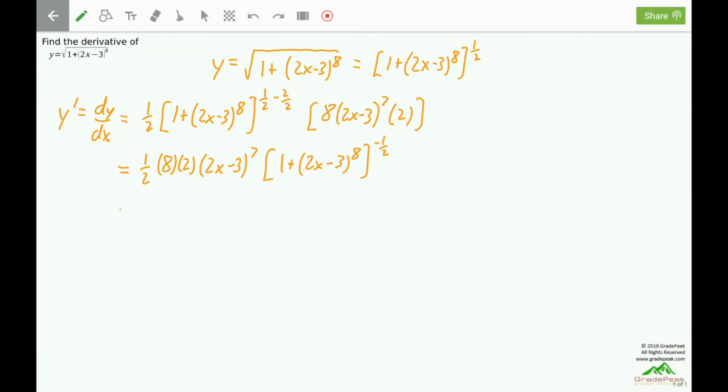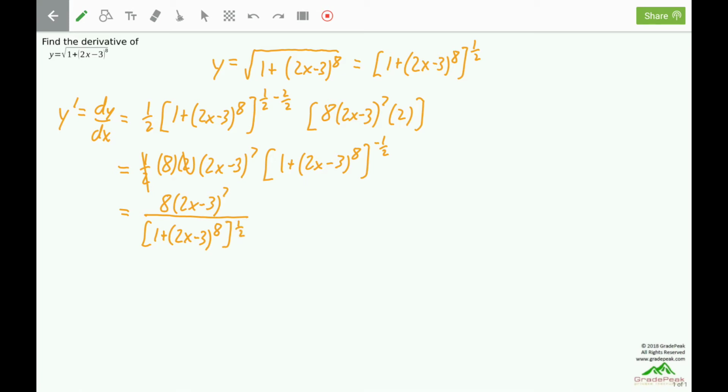Now at the front, we have a 1/2 times an 8 times a 2. The 1/2 and the 2 can cancel each other. The 2 in the numerator and the 2 in the denominator cancel out, leaving us with just that 8. So I will have an 8 times (2x minus 3) to the 7th. But then we have that quantity raised to the negative 1/2. Let's put it in the denominator, and then we can call it a positive 1/2. So we have 1 plus (2x minus 3) to the 8th power raised to the positive 1/2 power.